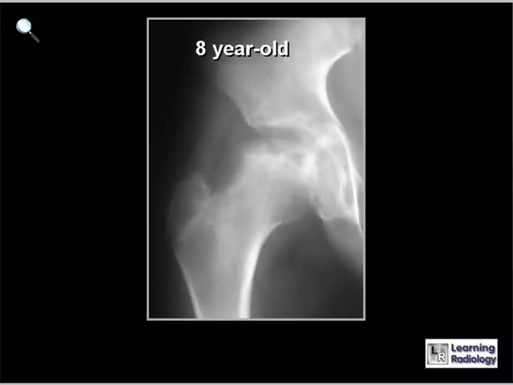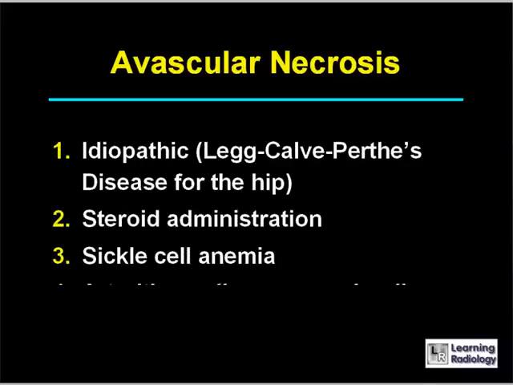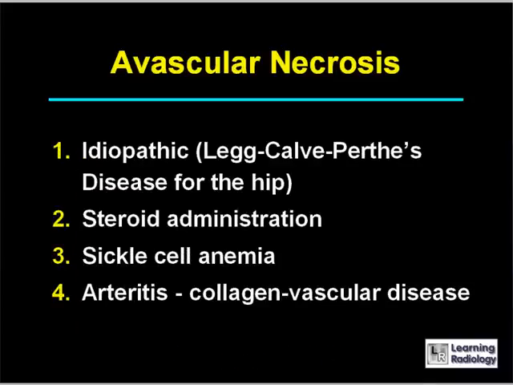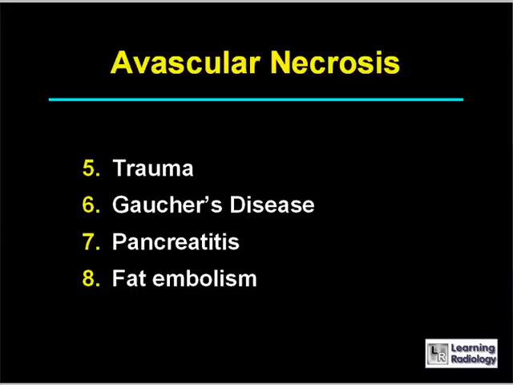Here's the next differential diagnosis. This is an 8-year-old. Pause the player. The differential diagnosis is for avascular necrosis of bone in general, or the hip in particular. Pause the player. Causes of avascular necrosis include idiopathic Legg-Calvé-Perthes disease for the hip, steroid administration, sickle cell anemia, and arteritis, such as found in collagen-vascular diseases, trauma, Gaucher's disease, pancreatitis, and fat embolism.